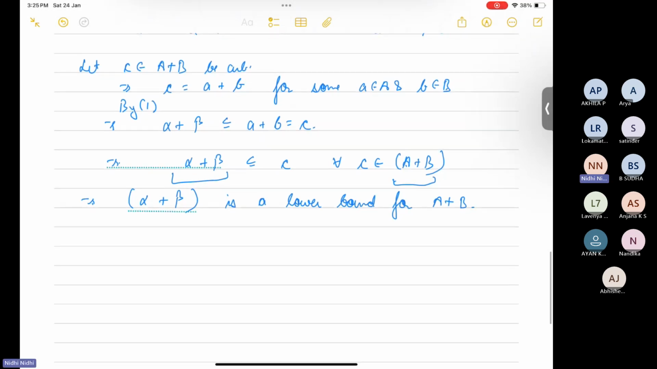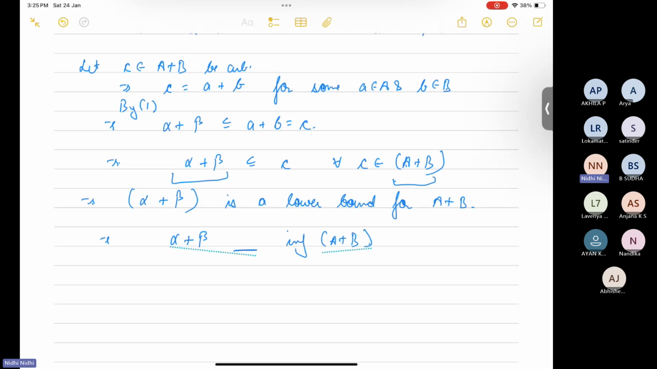Now, what is the relation between lower bound and the infimum? This implies alpha plus beta and infimum of A plus B. So what should come here? Less than or equal to, greater than or equal to, equal to. We have alpha plus beta is a lower bound, and we know that infimum is the greatest lower bound. You can unmute yourself. No need to type every time. Just unmute yourself and let me know.